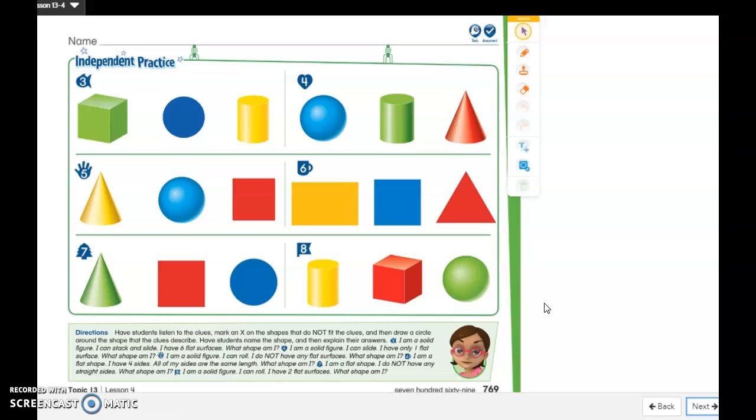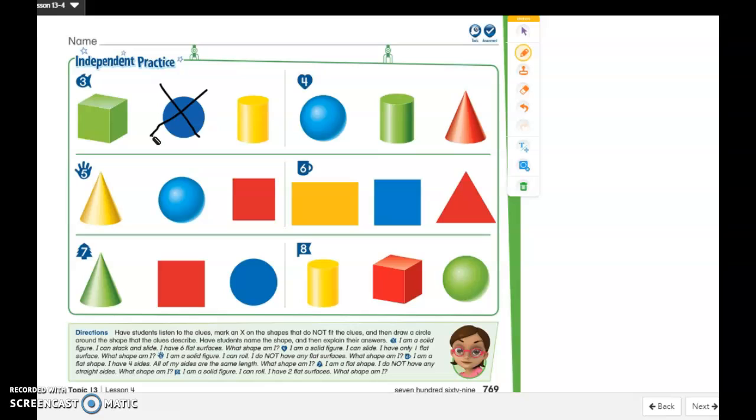All right, so let's look at number 3. I am a solid figure. I can stack and slide. I have 6 flat surfaces. What shape am I? All right, so I am a solid figure. Well, if he is a solid figure, we know it cannot be a circle. Okay.